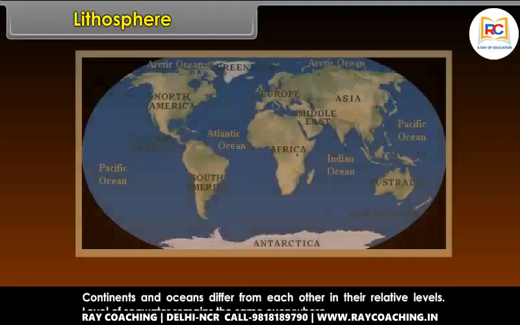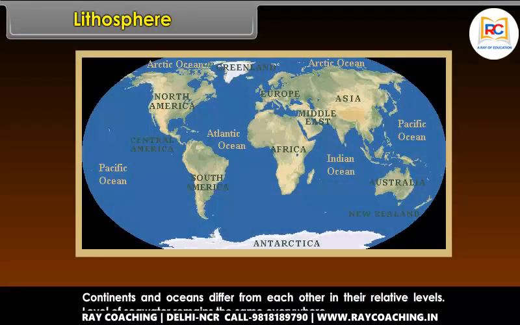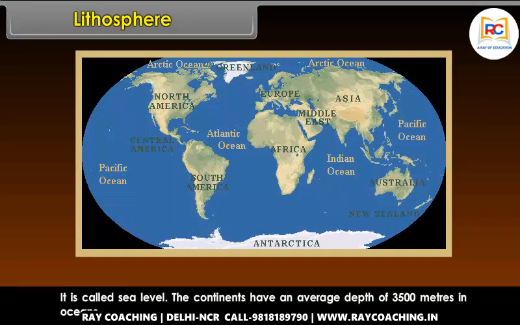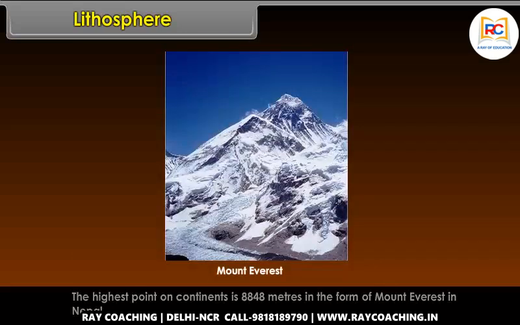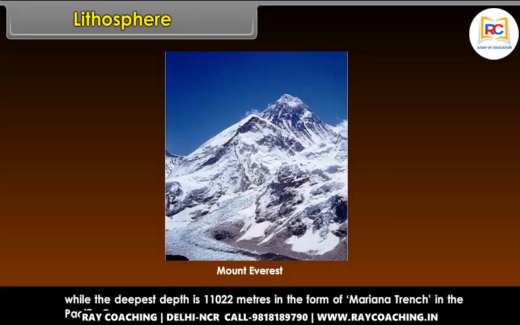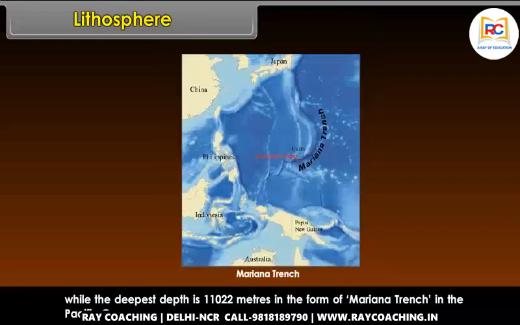Continents and oceans differ from each other in their relative levels. The level of seawater remains the same everywhere. It is called sea level. The continents have an average height of 3,500 meters above sea level and the oceans an average depth of the same order. The highest point on continents is 8,848 meters in the form of Mount Everest in Nepal, while the deepest depth is 11,022 meters in the form of Mariana Trench in the Pacific Ocean.